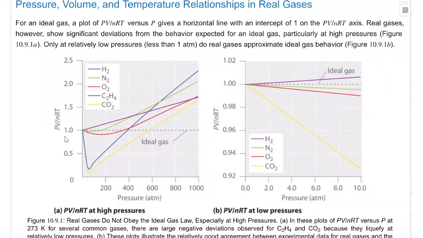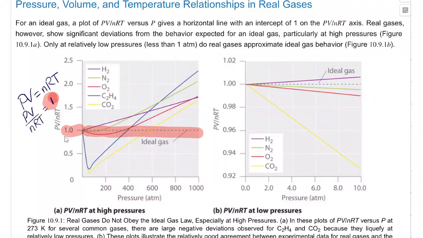The ideal gas law said that PV was equal to nRT. So if you were to divide both sides by nRT, you'd get PV divided by nRT equals 1. If you were an ideal gas, PV divided by nRT has to give you 1. So now when you look at this graph, at the value for 1 on the y-axis, there's a dotted line, and that dotted line is labeled ideal gas.